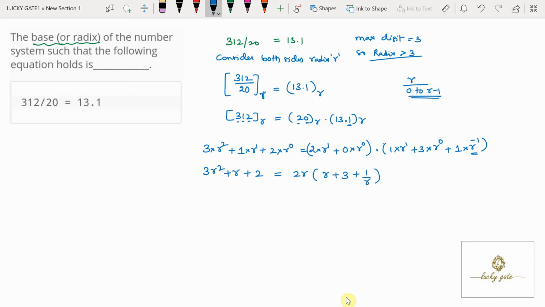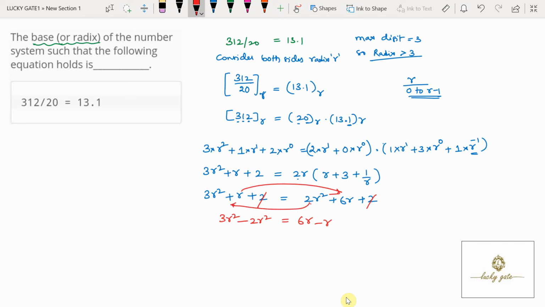Now perform multiplication on the other side. The simplified equation is 3r square plus r plus 2 equal to 2r square plus 2 into 3, 6r, plus r cancelled, then it becomes 2. Now simplify this equation, cancel 2 on both sides. Now it becomes 3r square; if 2r square comes to this side, minus 2r square equals 6r. This r goes to the other side, then it becomes minus r.